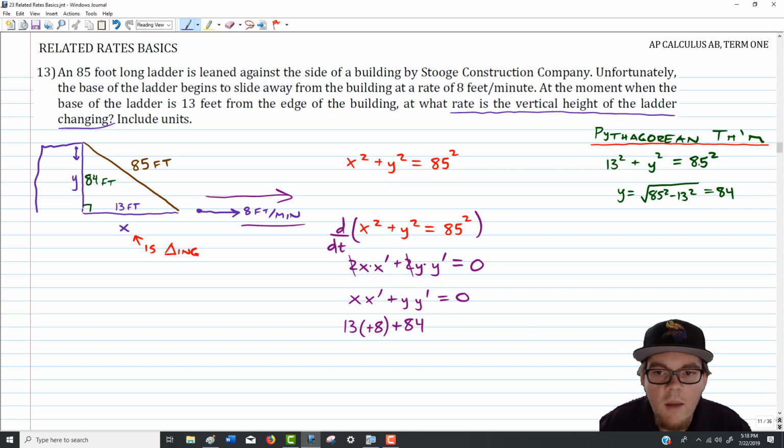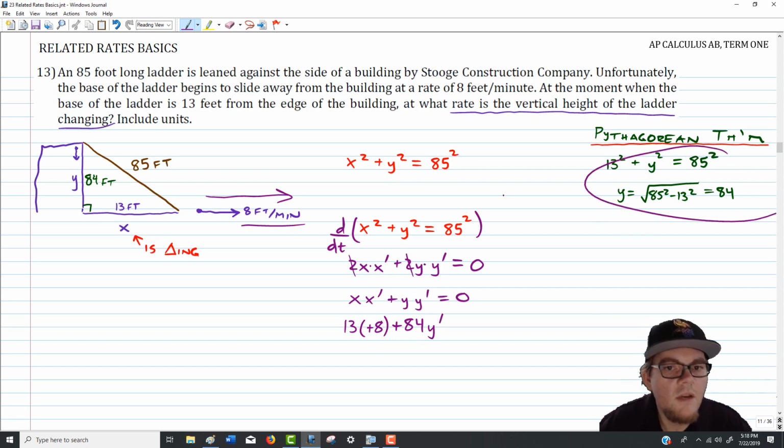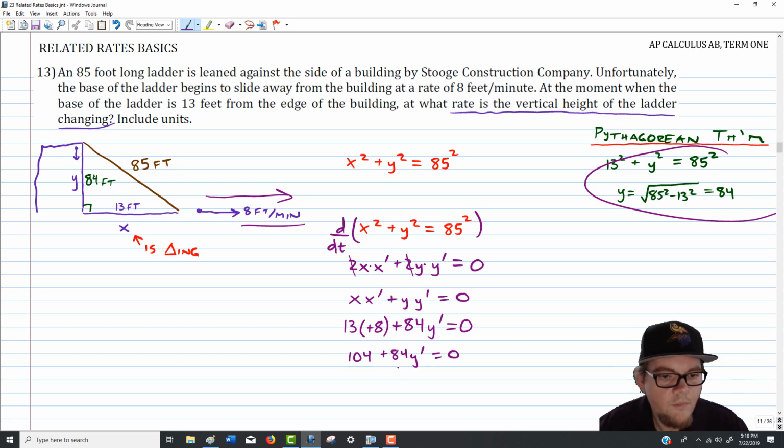We calculated that out up here using the Pythagorean theorem first. And we don't know what y prime is, but we're trying to figure out the rate of change of the vertical height, so that's a good thing. We've got the right variable missing in our equation, and of course the sum of those two things adds up to 0. So pulling this all together, we can start to solve this equation for what we need. 8 times 13 is going to be 24 plus 80, which is, I believe, 104. And if we subtract, we'll just go 104 plus 84y prime equals 0.